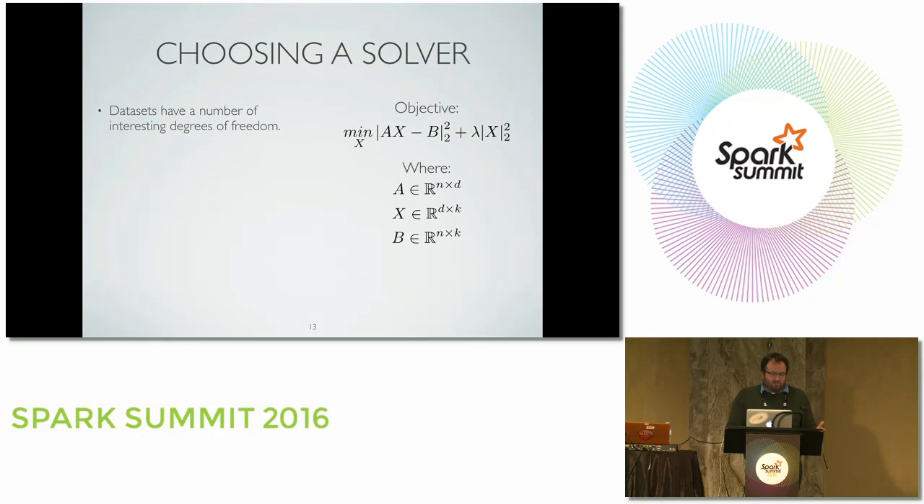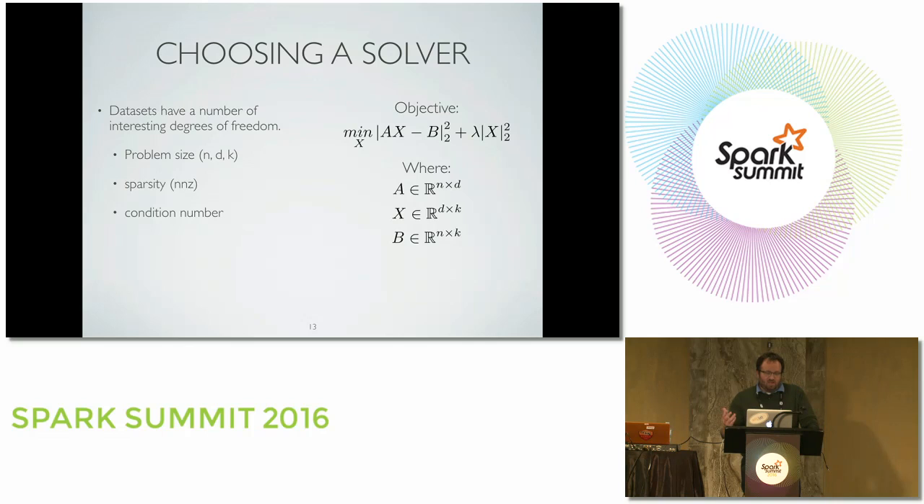So the first observation is that data sets themselves have a large number of degrees of freedom. Not only are n, d, and k, the problem size, an option, so how many examples do I have, how many features do I have, but I also have to think about sparsity. If my data set has a lot of zeros in it, as is often the case in, say, text classification pipelines, then the correct solver for this particular problem is going to change. So sparsity is an important statistic of the data set that we want to track and use to make decisions.